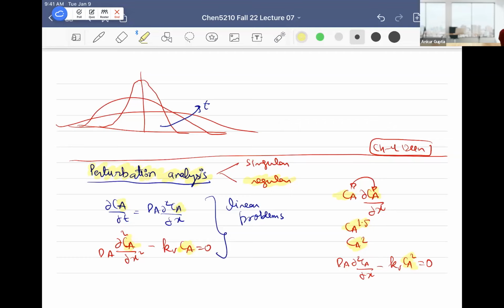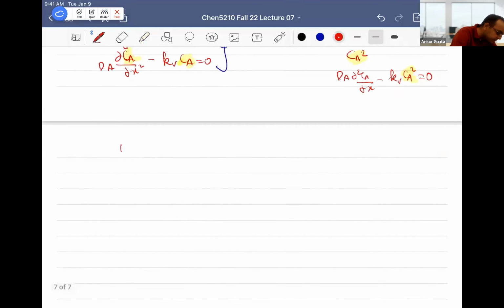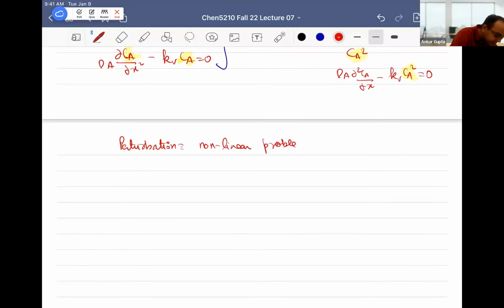Perturbation analysis is a very good starting point. So when to use perturbation? A good starting point is for non-linear problems. Is it required that it has to be non-linear? No, you can still use it for linear problems, but it's just more effective for non-linear ones. When you look at a problem and it's non-linear, perturbation is something that should come to mind.